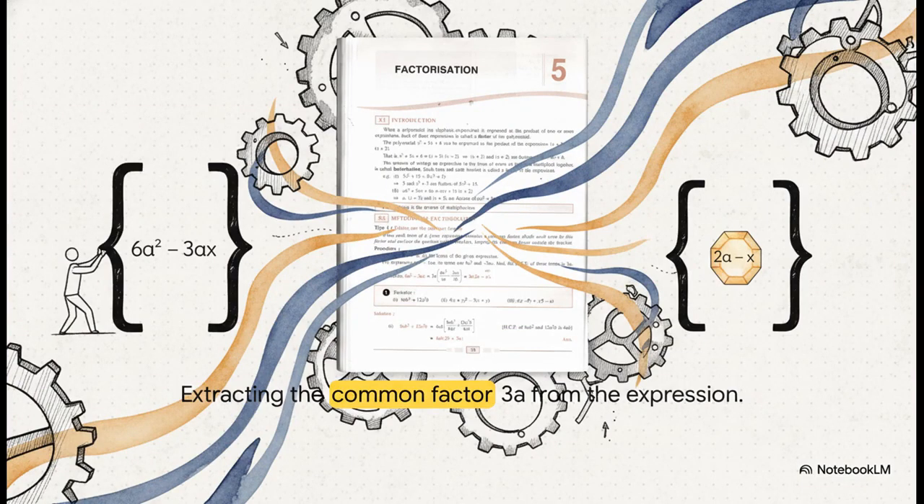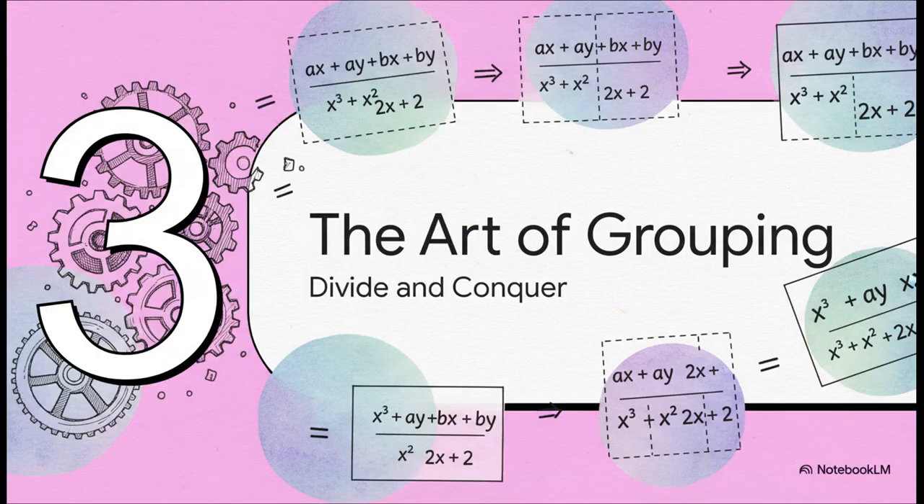What's really interesting here is how visually satisfying this is in practice. Take a look at the expression 6a squared minus 3ax. The highest common factor there is 3a. By pulling that 3a out to the front, you instantly simplify the equation, and you're neatly left with 2a minus x safely tucked inside the brackets. It cleans up beautifully.